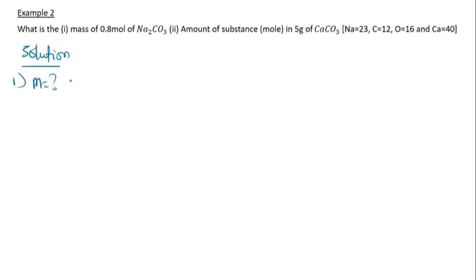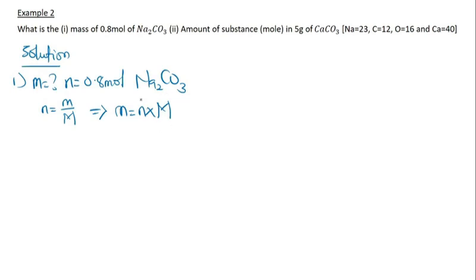We do not know the mass, but we know the mole, n, is 0.8, and we are given the compound to be sodium carbonate. We know mole is mass over molar mass, so if we want to find the mass, mass is mole times molar mass. But we do not know the molar mass of the sodium carbonate that we have, so we need to calculate it.